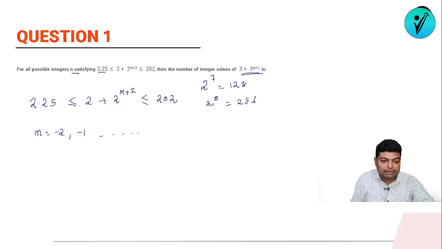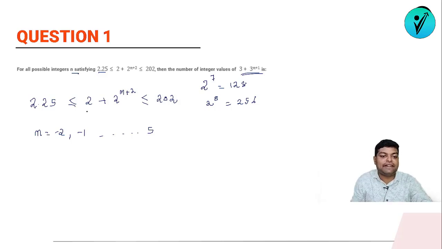If I make the power 8, it will be 256, and definitely it will not work. If I keep the value as 7, it will be 128, and 128 plus 2 will be 130, so definitely it will work. So we have to make n plus 2 equal to 7. For n plus 2 equals 7, the value of n is 5. So the maximum value of n we can keep is 5. If you keep n as 5, it will be 128 plus 2.